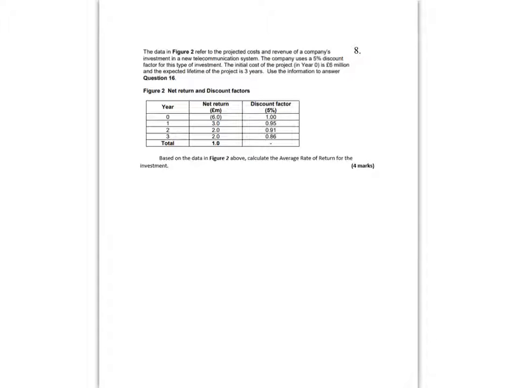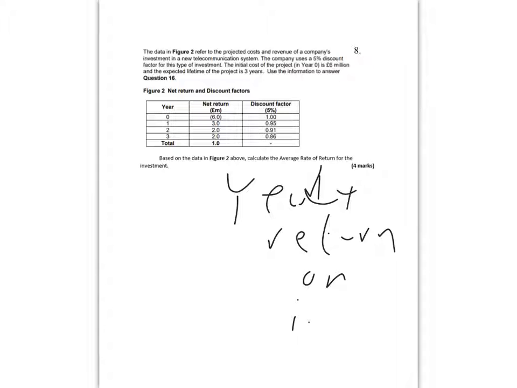Average rate of return question, also not done very well on the recent Dep. So I'm just going to go through it. It says, based on the data in Figure 2, calculate the average rate of return. So the average rate of return is all to do with the yearly return on your investment. Alright? So it's basically, what are you getting back based on what you invested? So it's your yearly return on your investment. And the investment is always shown on year 0, alright?